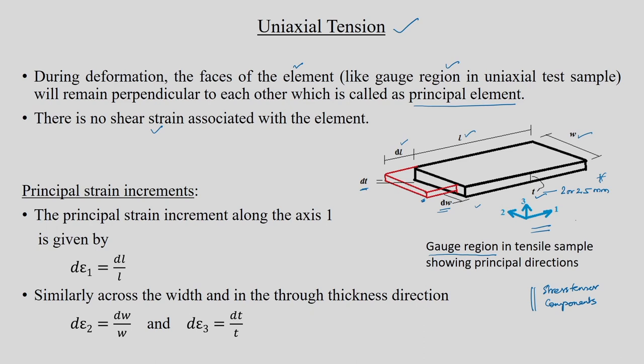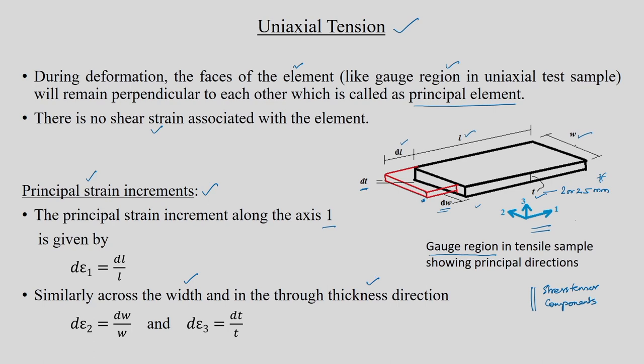Brief idea will be given here then and there, but otherwise we are entering into an element which is called principal element, and there is no shear part of deformation associated with the element. Now, having said that, I am going to discuss something called as principal strain increments. Okay, principal strain increments. So, when I am speaking about principal element, I am going to term this as principal strain increments, and there are three principal strain increments, one along axis 1, that is along length, the other two along width and in the thickness direction.